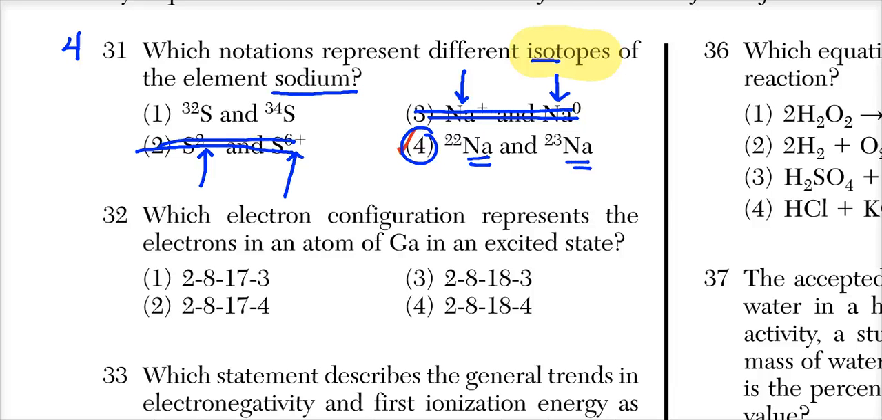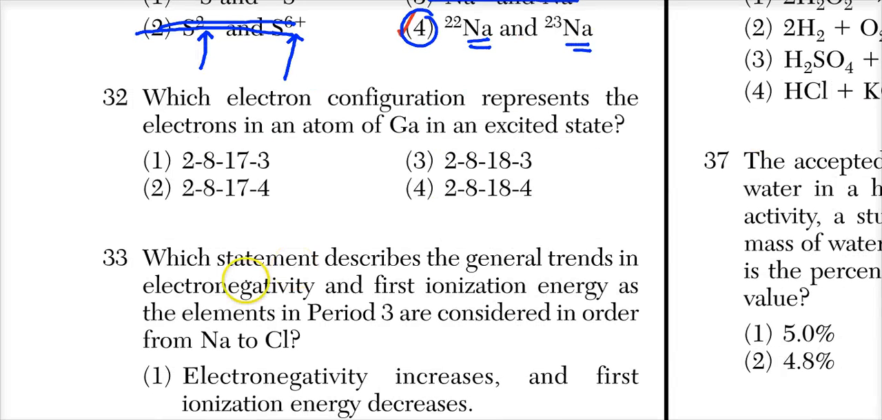Which electron configuration represents electrons in an atom of gallium in the excited state? Okay, now a couple of things here. They gave you the word atom and they gave you the words excited state. Now, when they say atom, I always think of a dance party: you say atom, I say neutral, atom, neutral. All right, so atoms are always neutral. You should always recognize that when you hear the word atom, neutral is involved, which means the protons equal the electrons to give you an overall zero charge.